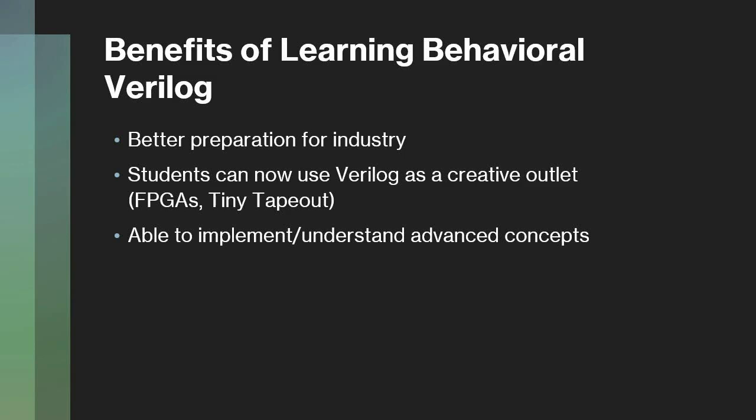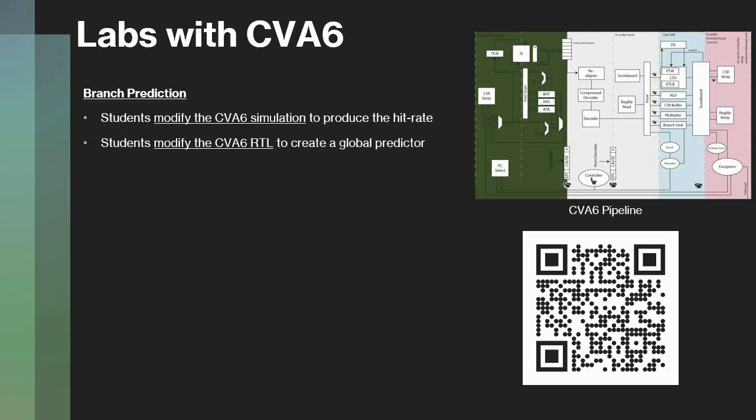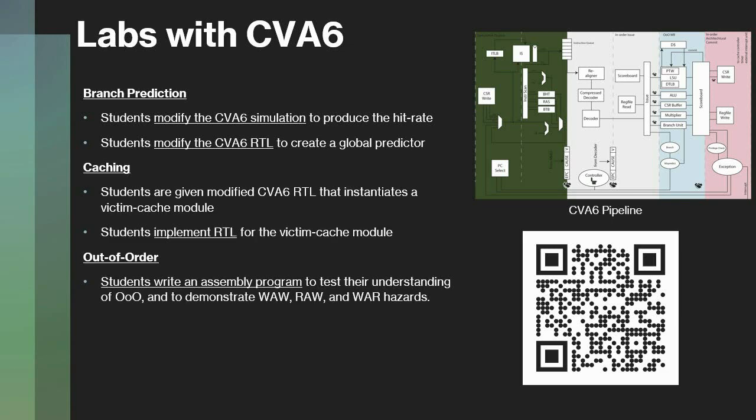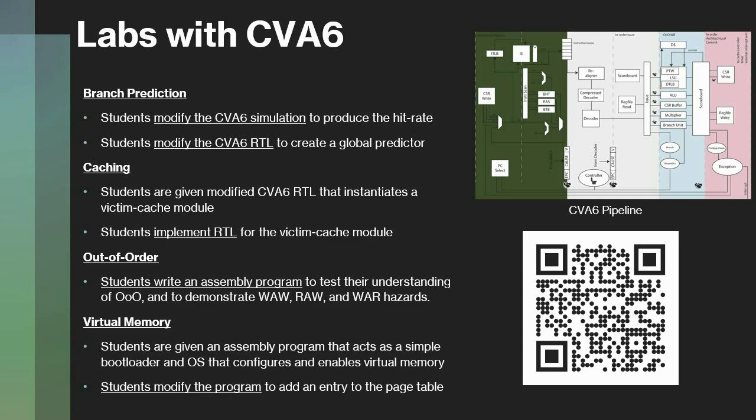So for example, if you remember my talk from last year, I gave a lightning talk about UC Santa Barbara's advanced architecture course, where we had students implement a branch predictor and implement a victim cache and do a program to do out of order and virtual memory.